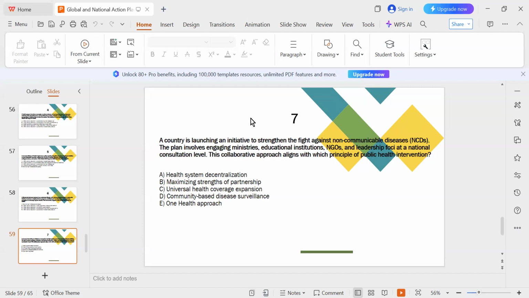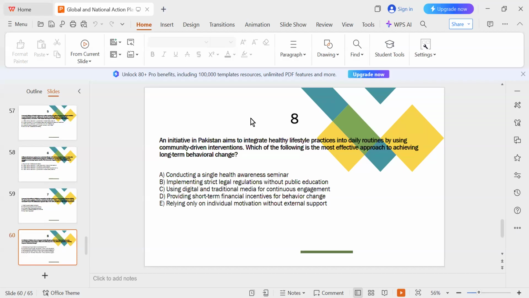The correct answer is beta. An initiative in Pakistan aims to integrate healthy lifestyle practices into daily routines by using community-driven interventions. Which of the following is the most effective approach to achieving long-term behavioral change?